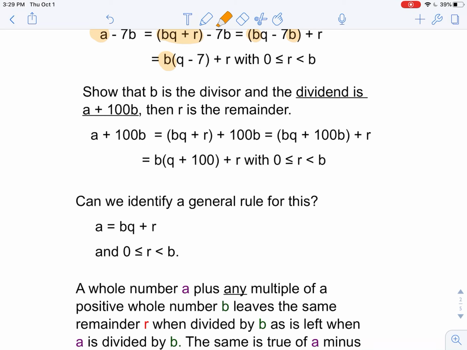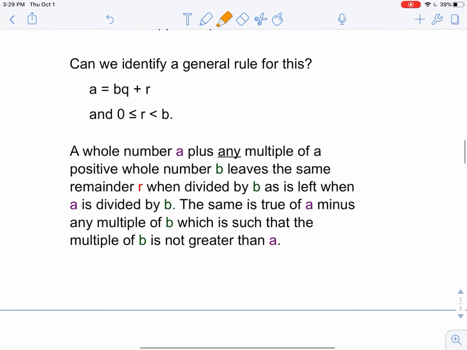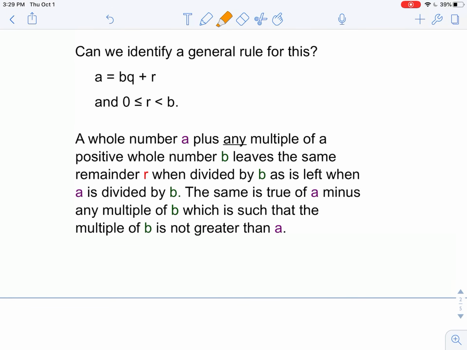When I have A plus 100B as the dividend, you see where I'm going here? I'm just constantly replacing A with BQ plus R, and then I'm rearranging the R and the 100B like so. I can factor out the B like so. And so what this tells us, we have a nice general rule for this.